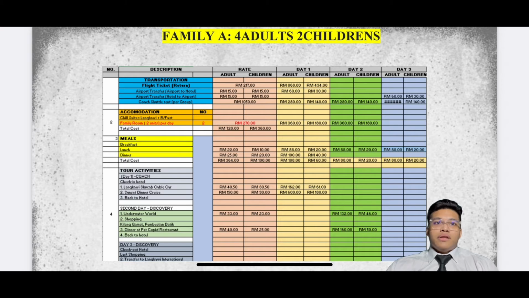Second day, discovery underwater rate for adult is RM 33 for adult and RM 23 for children. For day 3, RM 132 for adult and RM 46 for children. For dinner at Fat Cupid Restaurant, RM 40 for adult and RM 25 for children. And day 3, RM 160 and RM 50 for adult and children.